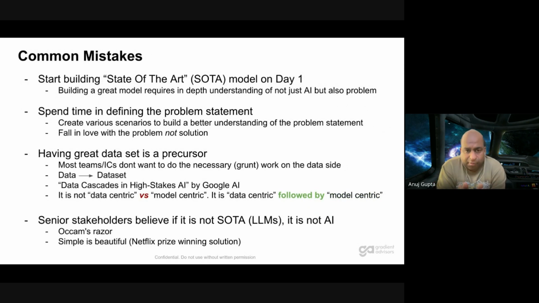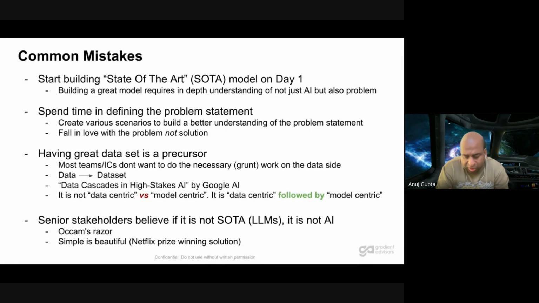So just to summarize, the most common mistake that we have seen in our 20 years of journey is that teams start building state of the art models from day one. They don't spend enough time defining the problem statement, working out where AI fits, and creating various scenarios to build a better understanding.